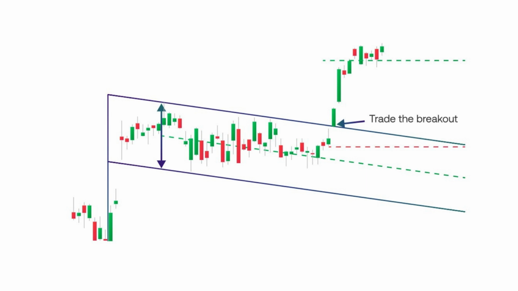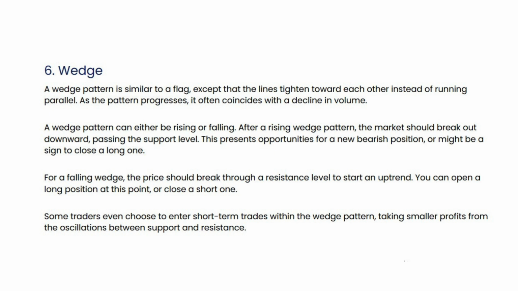So they look more like, I don't know, a slice of pie. Yeah, kinda. And as the wedge gets narrower, you often see volume decreasing. Like the market's getting ready for something. Exactly. Now, there are two types of wedges, rising and falling. Okay, so rising wedge, falling wedge, what's the difference?